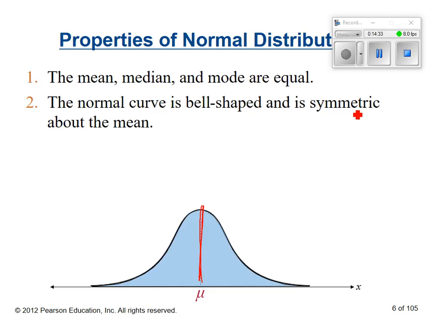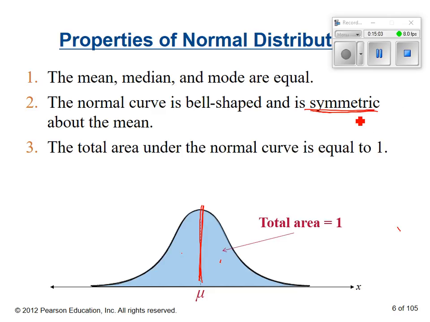The normal curve is bell-shaped and is symmetric. What does symmetric mean again? What does that tell you about the two sides? They're the same, the same on both sides. It's always going to be symmetric. So even if it is drawn differently, even if it's a taller hill, it's still going to be symmetric. If it's a more spread out hill, it's still going to be symmetric.